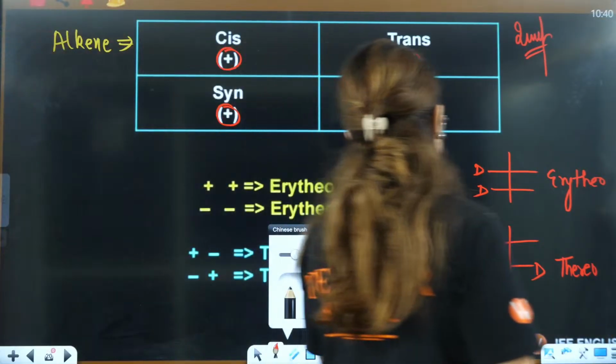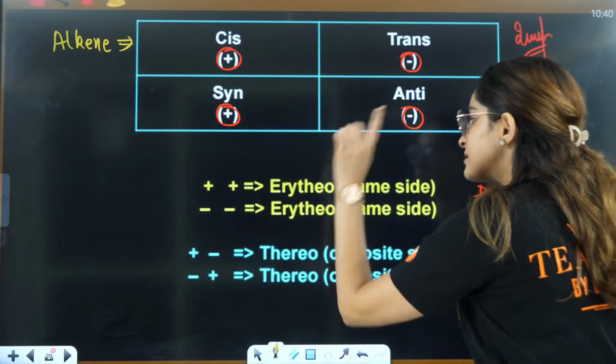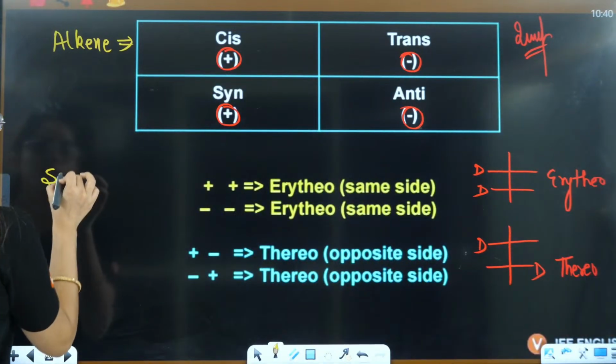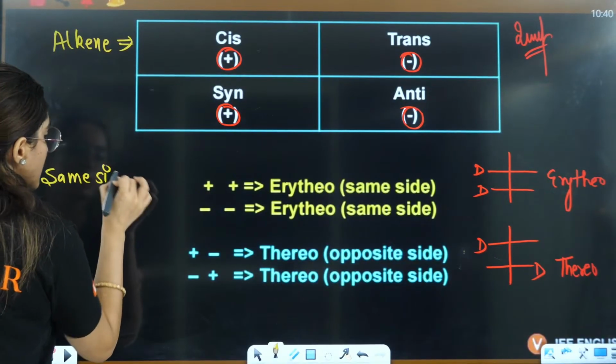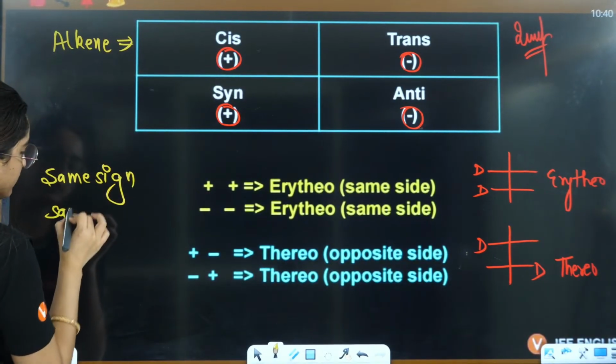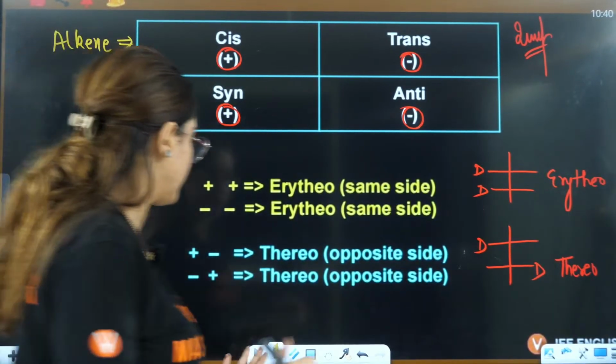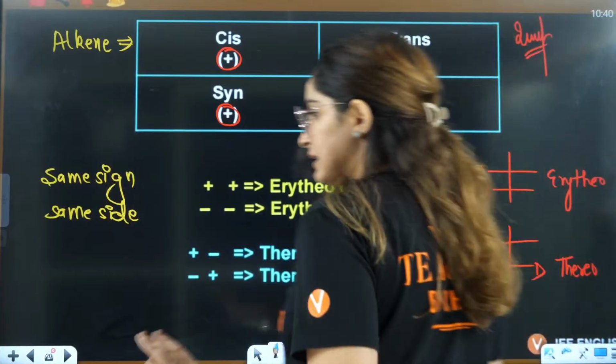When the combination is positive-negative or negative-positive, it is called threo. Same sign, same side, that means erythro. Opposite sign, that means threo. Okay, is that clear? Right?